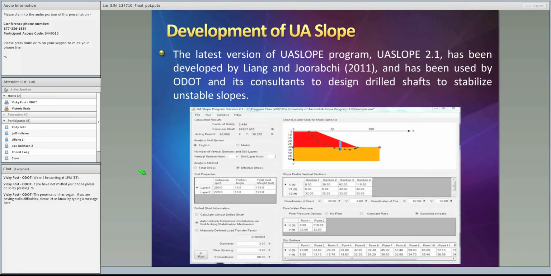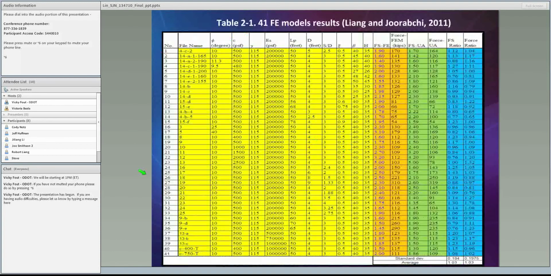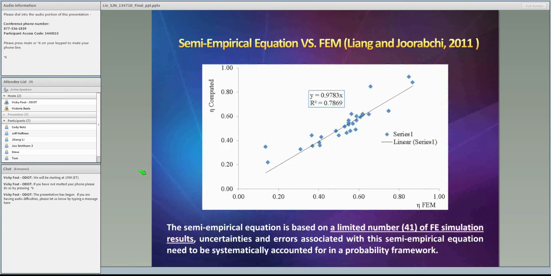This figure shows that he used 41 finite element models to regress the arching effect, the load transfer factor equation. And this is a figure, as I mentioned before. We can see that there is some bias between his regression and the finite element model results. So the uncertainties and errors associated with the semi-empirical equation need to be systematically accounted for in a probability framework.